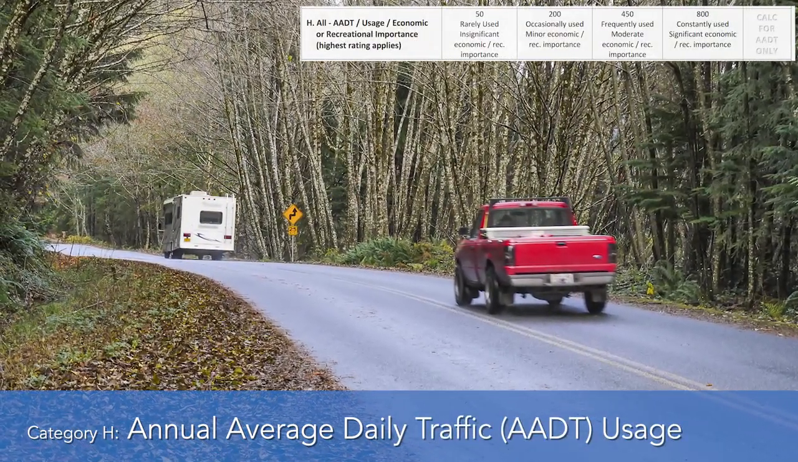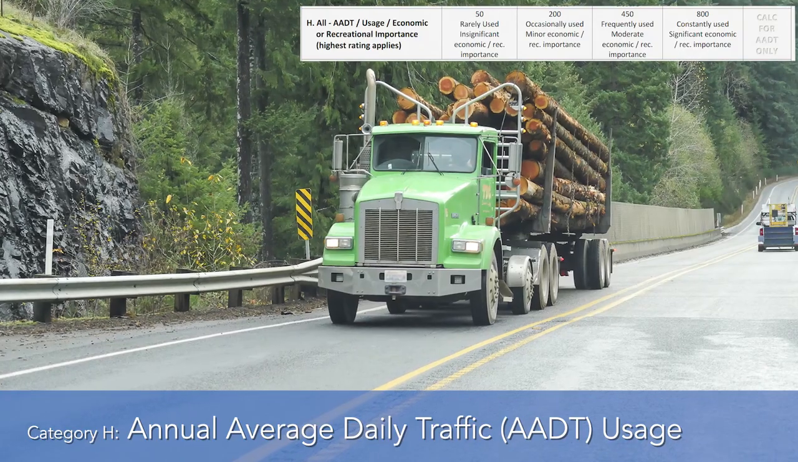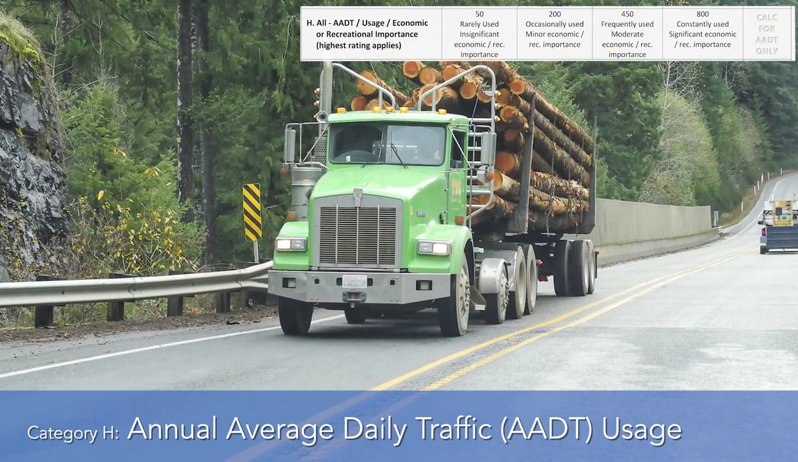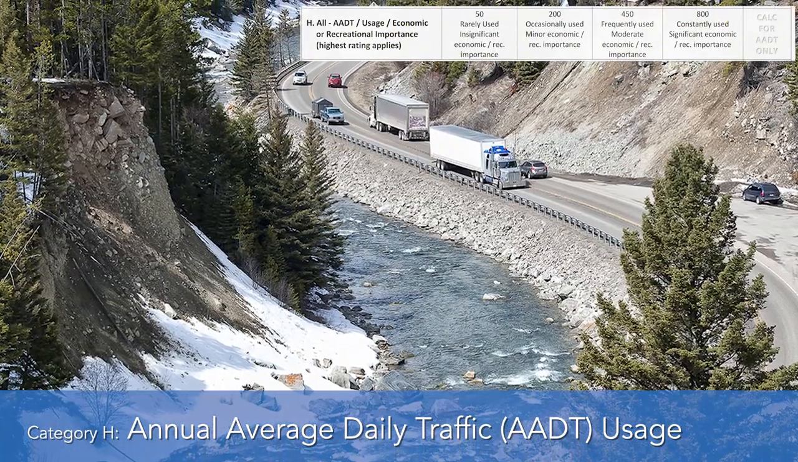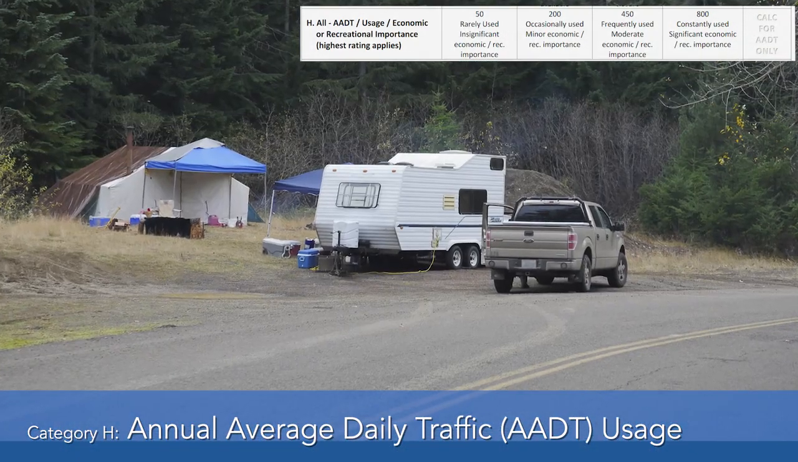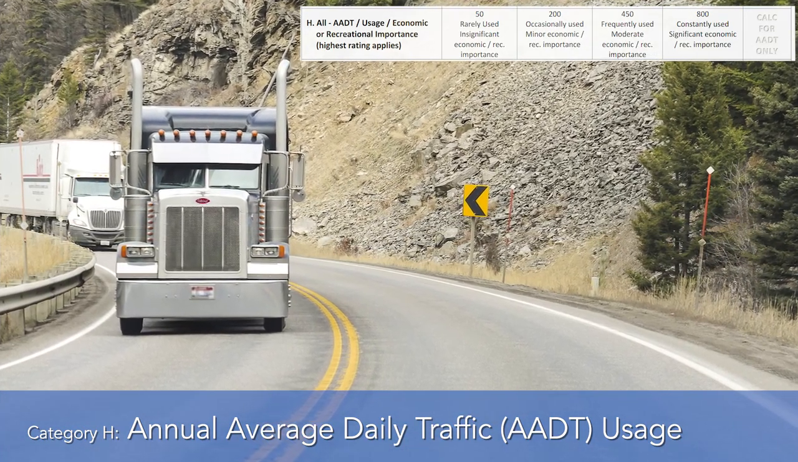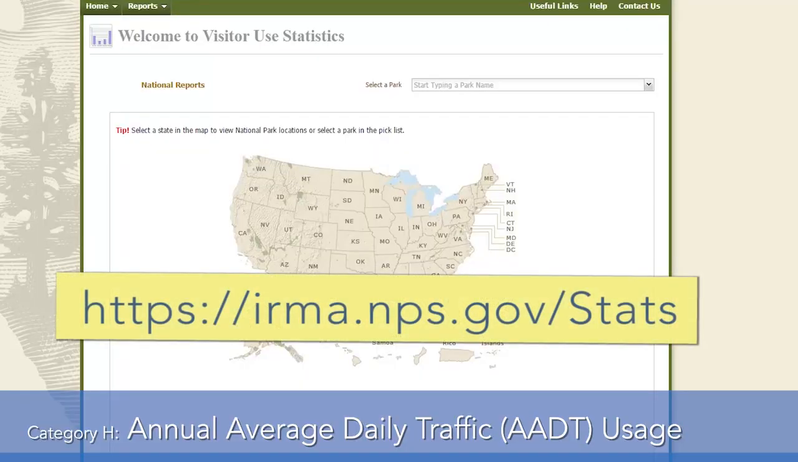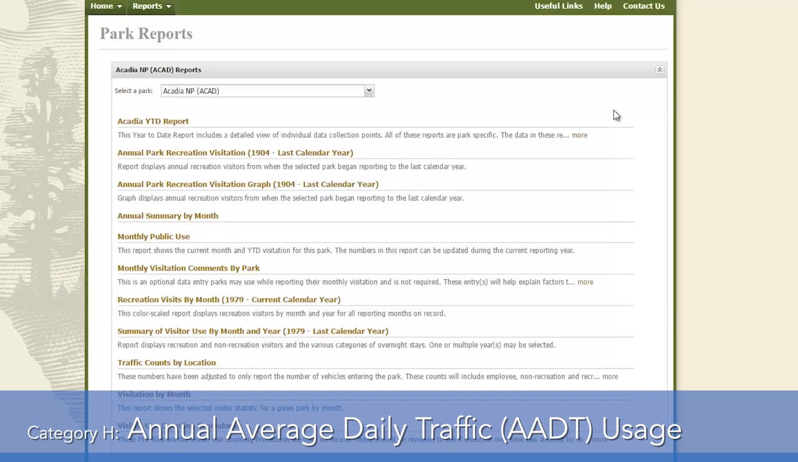Category H on the preliminary rating also applies to both landslide and rockfall sites. This category is designed to capture route or trail importance and can be assessed using either quantitative or qualitative data. The ADT of a roadway gives a rough quantitative indicator of its impact on the regional economy and mobility of people, goods, and services. So when that's available, use that. For those roads or trails where traffic volumes are not available, a qualitative scoring relating to its usage and relative economic and recreational importance can be applied.